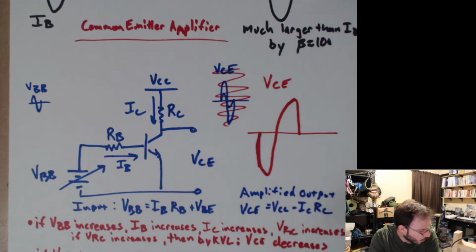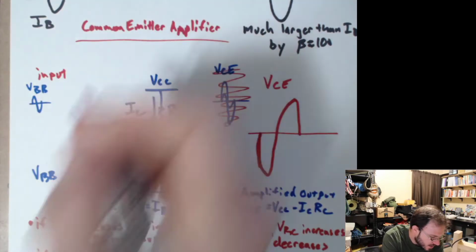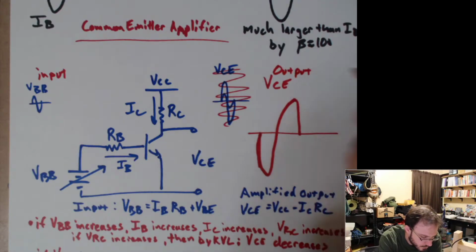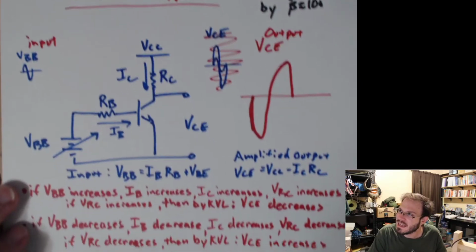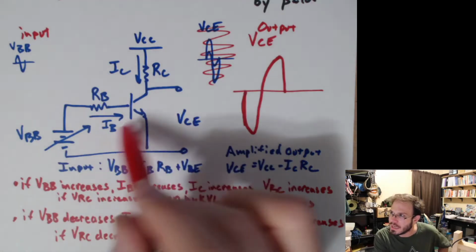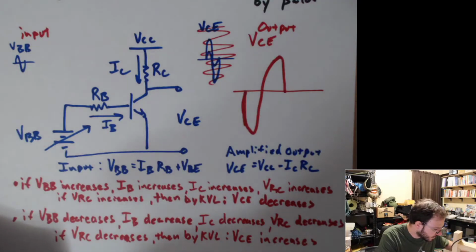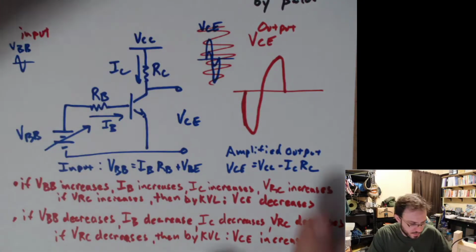So that's the first important thing to know about the relationship between our VBB input and our output being VCE. Okay, so this is the idea of how we're going to use a transistor to get an amplified signal coming out of it. Okay, now there's a bit more.